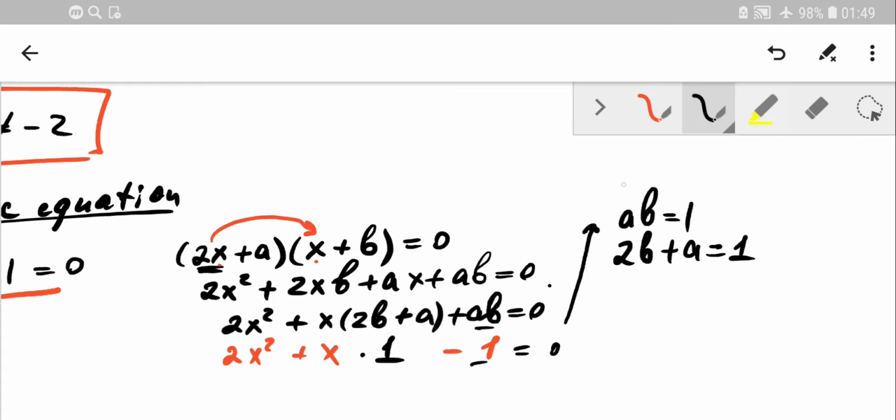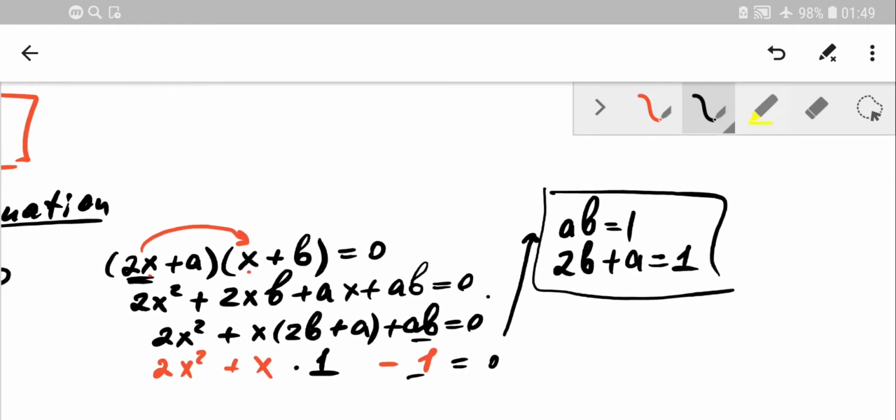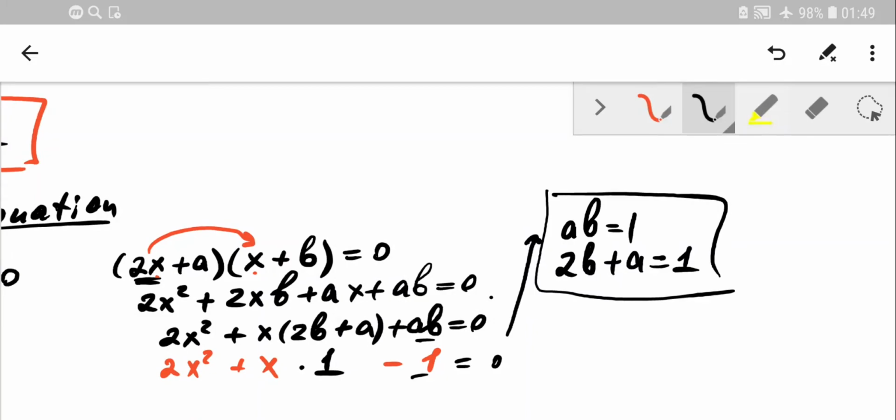So we need to guess what stays for a and what stays for b. If a and b are 1, that doesn't work. Oh, okay, I see my fault. Actually the product is -1. I messed up. All right, so we have ab equals -1. So it looks like b is 1 and a is -1, because the product gives us -1 and 2b plus a should be 1. So 2 minus 1 is 1.